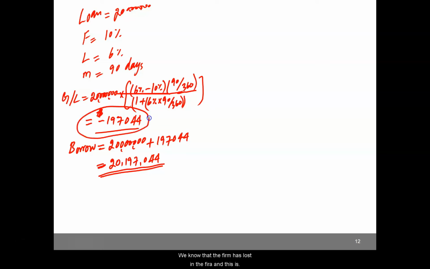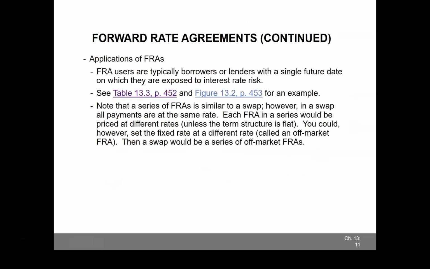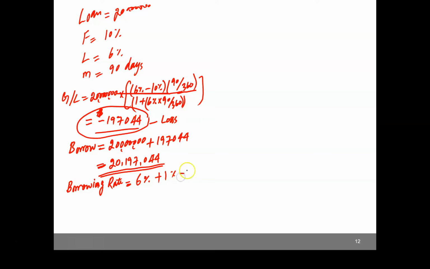Now, we know that the firm has lost in the FRA, and this is a loss from the forward market. What happens in the spot is that because interest rates have gone down, the company will be able to borrow at a low rate. So we can say the borrowing rate here will be equal to the current market rate after 30 days, which is 6% plus 1%, so this is 7%. The 1% is the 100 basis point spread, and this is the LIBOR prevailing for 90 days after 30 days when the hedge is lifted.